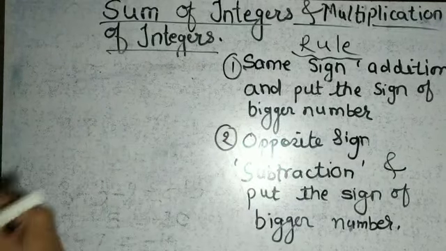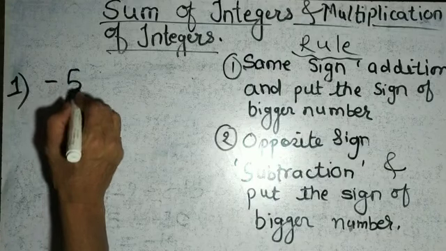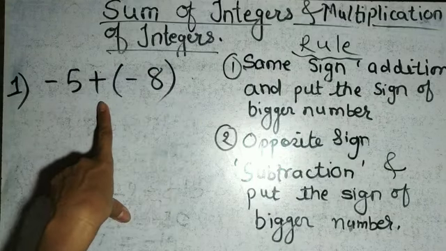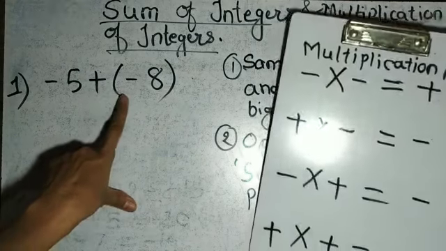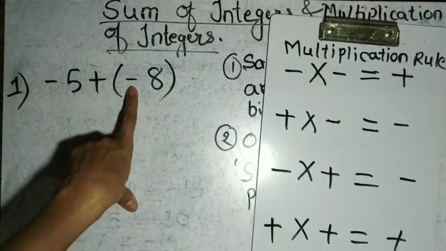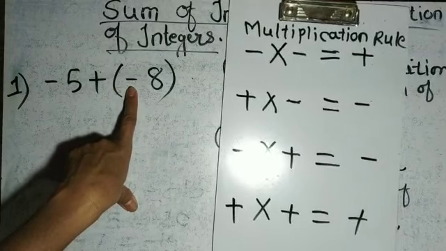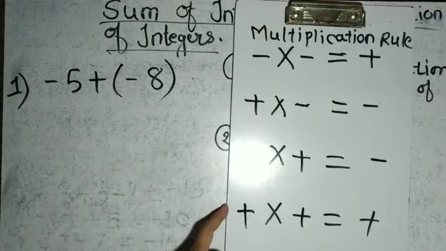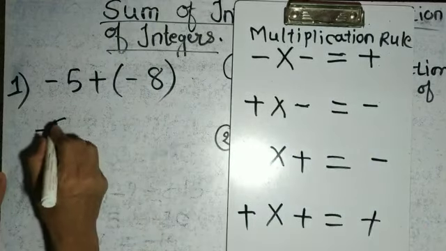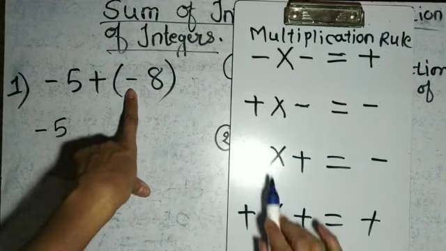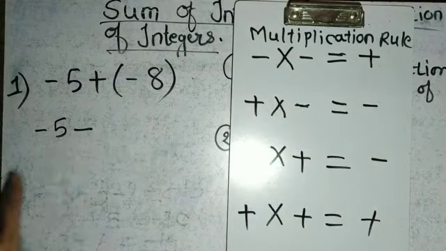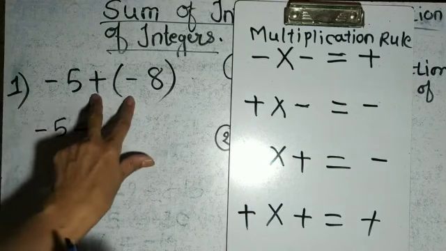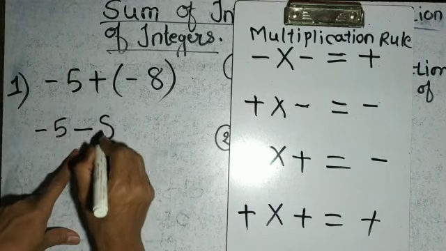Now see, suppose an example like this is there, then what will we do? Here, first of all, we will do the multiplication. See, plus and then minus is in the bracket. As it is in the bracket, we have to apply the multiplication rule as given. So what is the multiplication rule? Plus into minus is minus. So we are converting two signs into one sign, and 8.